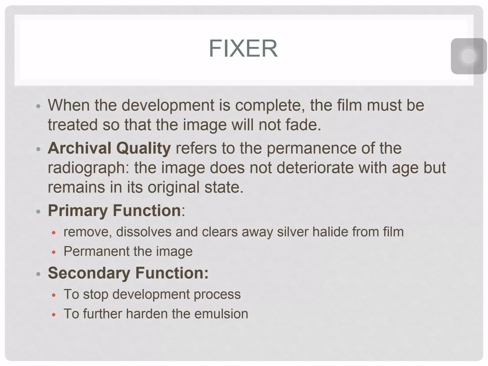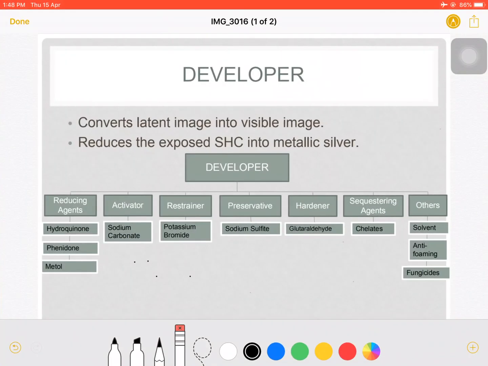Our fixer has two functions. Its primary function is to remove, dissolve and clear away the silver halide from the film, and also to make the image permanent. The secondary function is to stop the development process and to further harden the emulsion. It also serves to clear the undeveloped crystals, forming a silver complex of thiosulfate, technically called monoargento. Wait, let's write it.